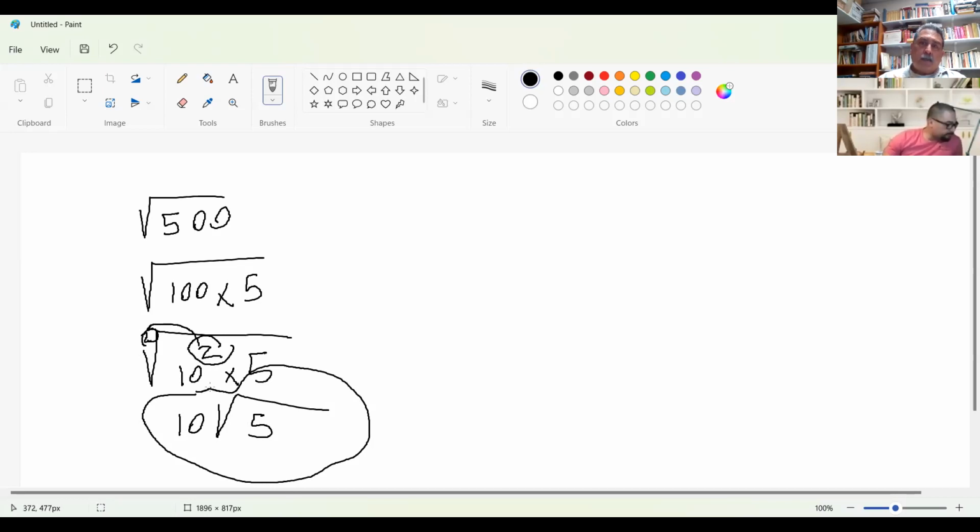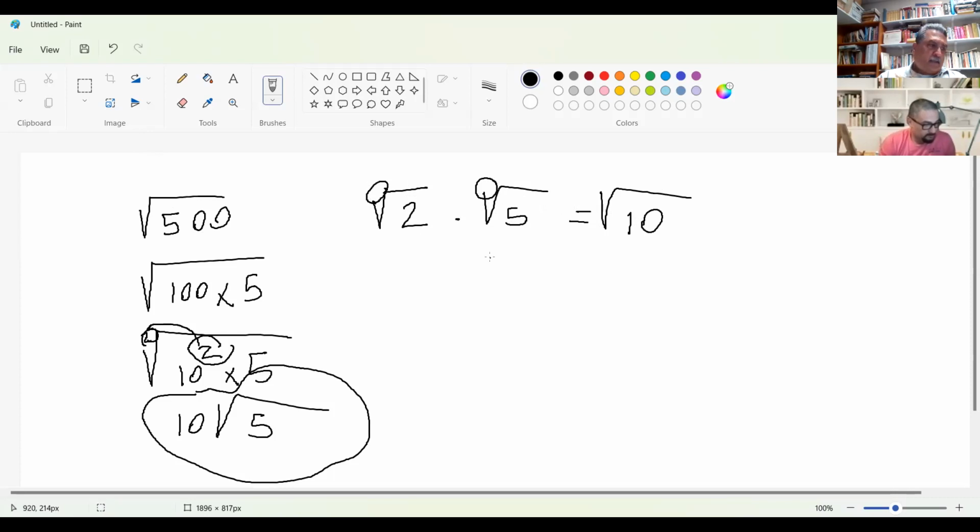Okay. All right. Let's look at page 267, example 3. Actually, let's look at example 2, an example of multiplication. Square root of 2 times square root of 5. You see, that's simple. They have the same principal root, so you write it as one square root of 2 times 5, which is 10. That's it.